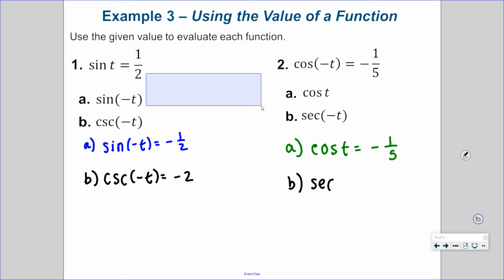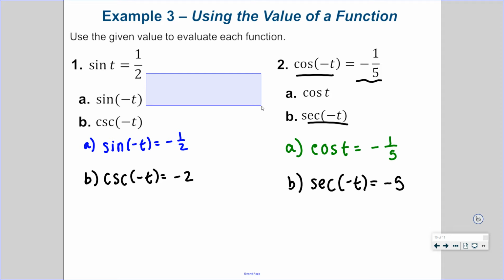So the secant, this one's a little different. The secant of negative t, whatever that angle is, this one we wouldn't know on our unit circle. There's no x coordinates that have negative 1/5. But I know the secant is just going to be the reciprocal of this, so negative 5. Okay, there's something like that in your homework.